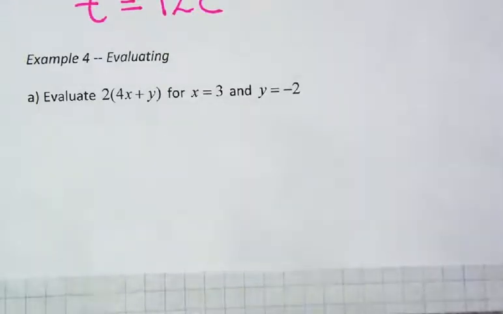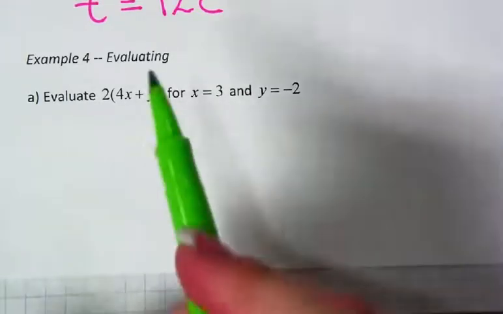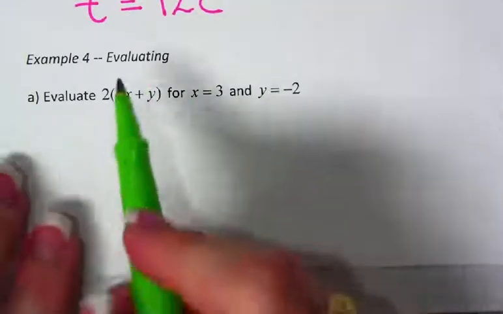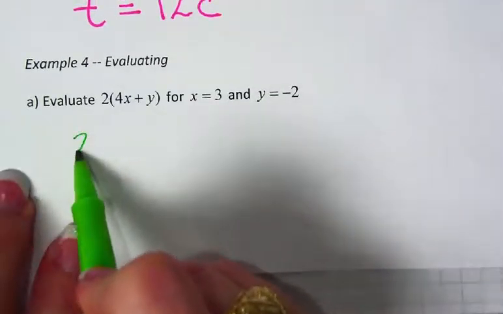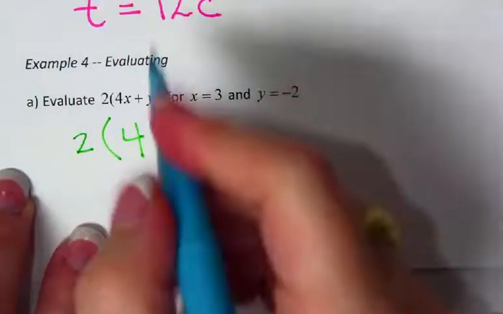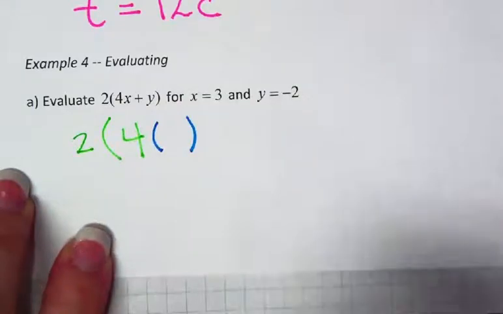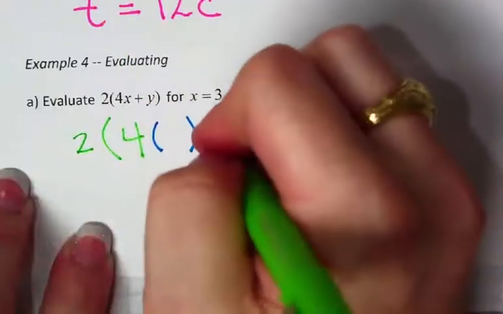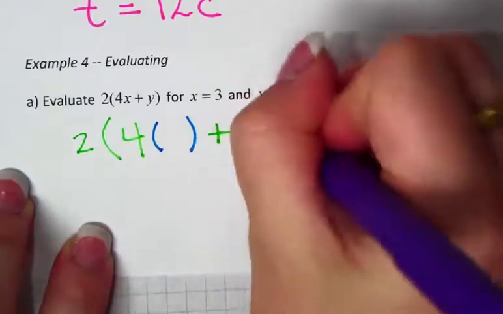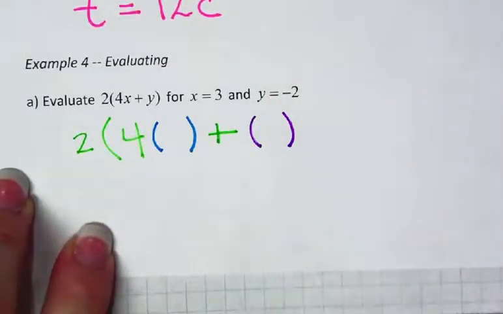Now before I do any evaluating, I am going to rewrite my original expression, and everywhere there's a letter, I'm going to put a set of parentheses. So I've got 2 parentheses 4, and then instead of the letter x, I'm going to write a parentheses, plus, and instead of the letter y, I'm going to put another set of parentheses, and then close the parentheses.